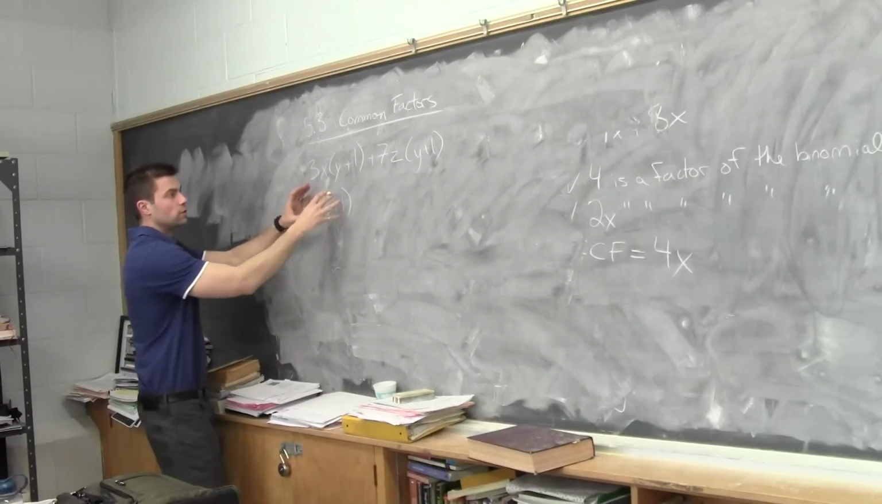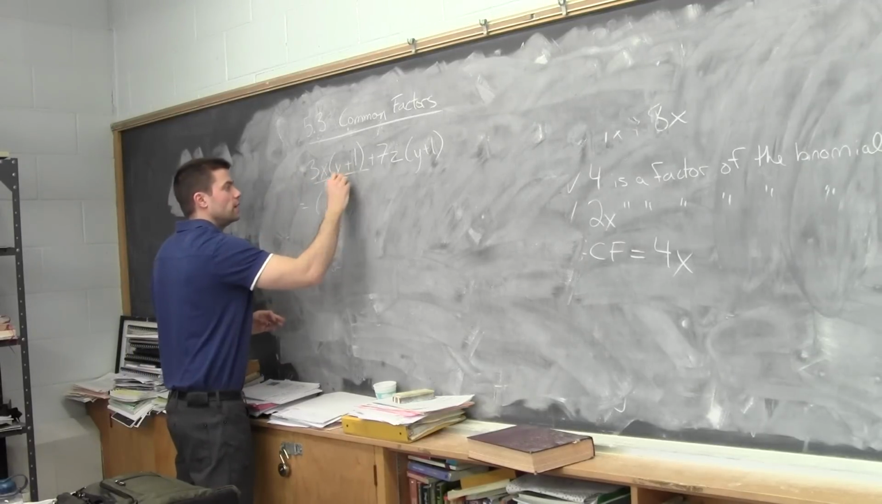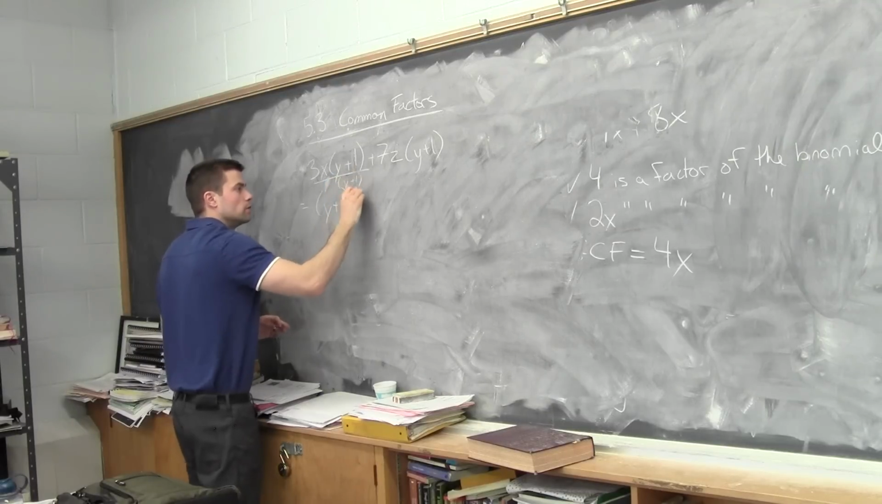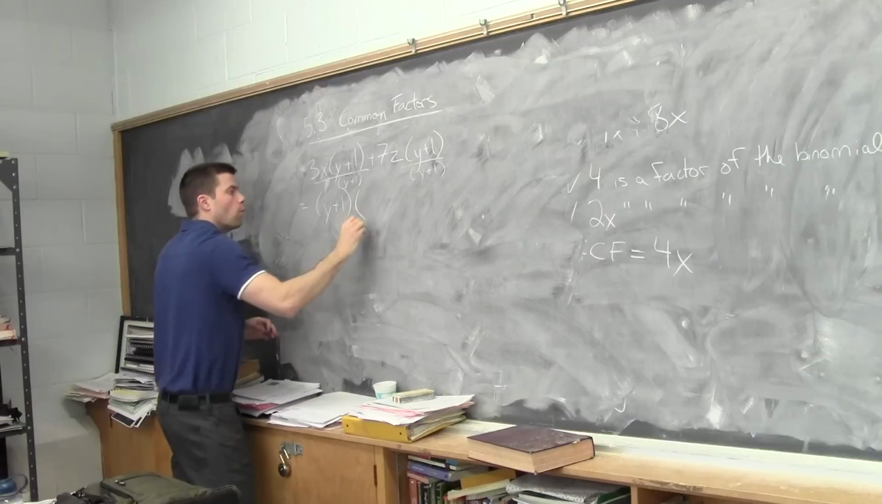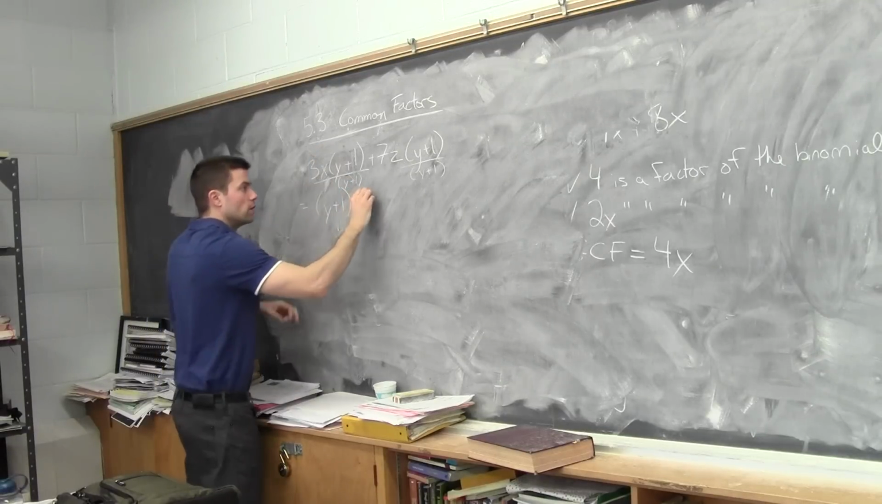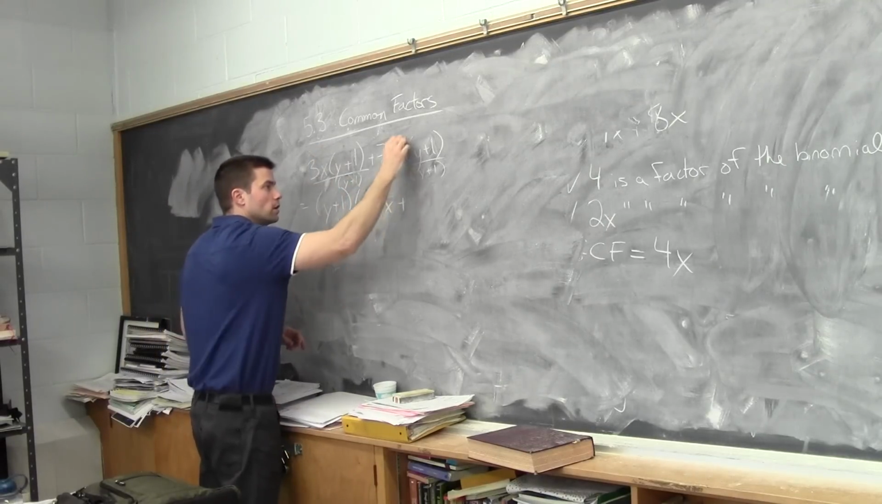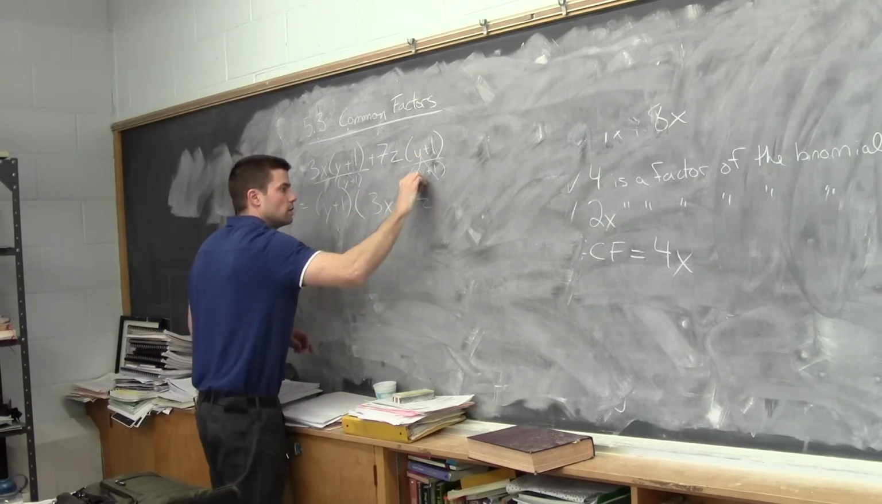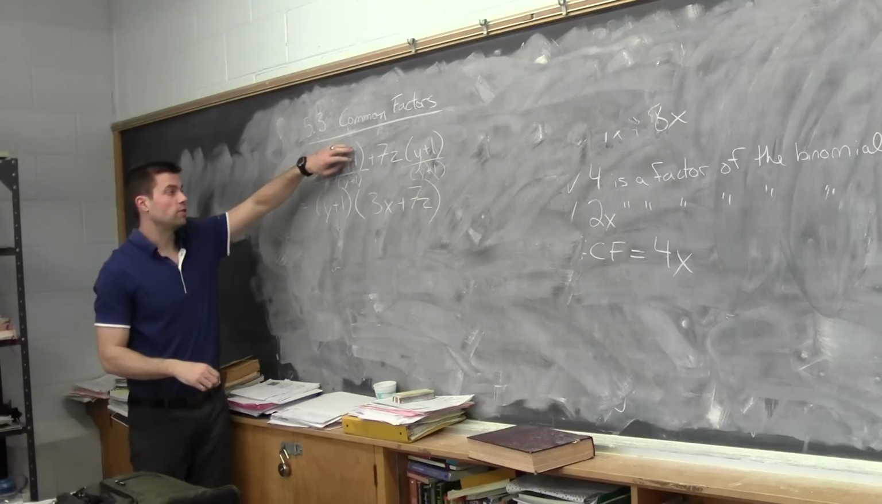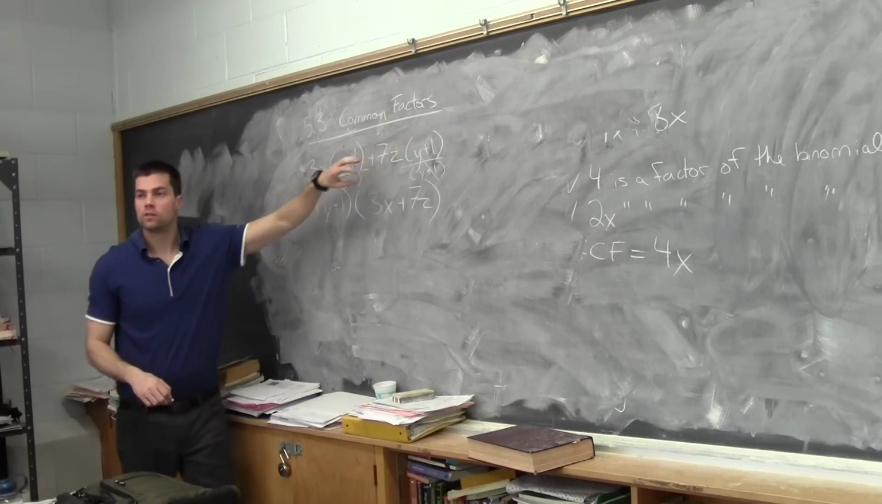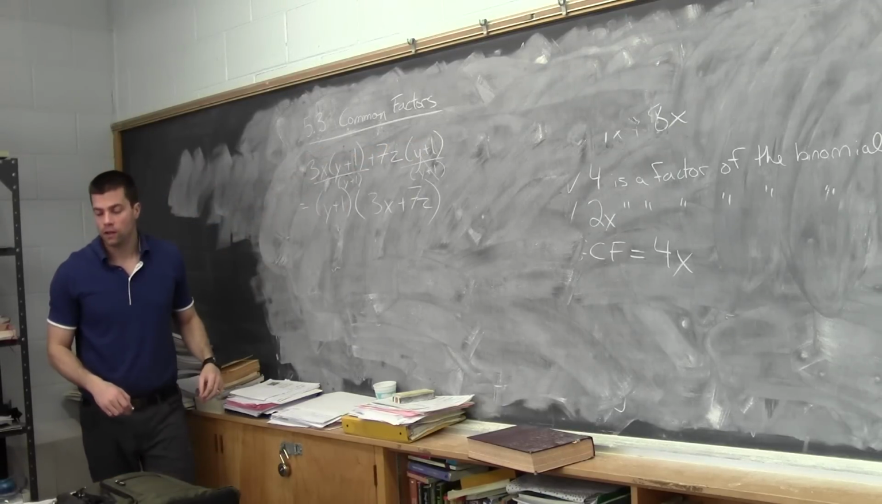So I have y plus 1 is common. I'm going to divide each of these terms by y plus 1. What I'm left with, this crosses out, is 3x plus 7z. Okay? So I factored out the entire binomial common in both terms. Any questions there?